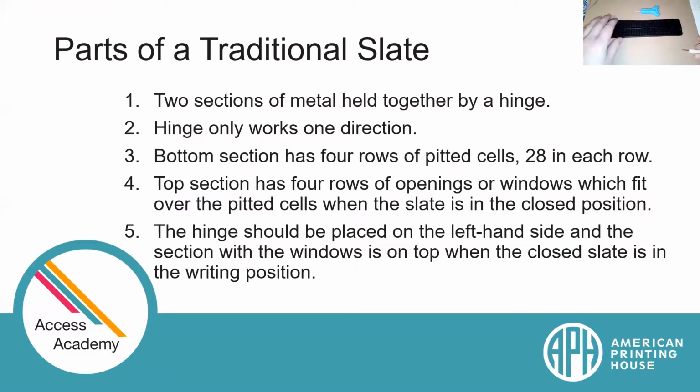Okay, we're going to talk about the parts of a traditional slate. A traditional slate could be made of plastic or metal. It has two sections held together by a hinge. That hinge only works in one direction. So if you're trying to shut it the other way and it's not going, don't force it. That means you're going to break your hinge. And on the plastic ones, they can break pretty quickly. So make sure you realize it only goes in one direction.